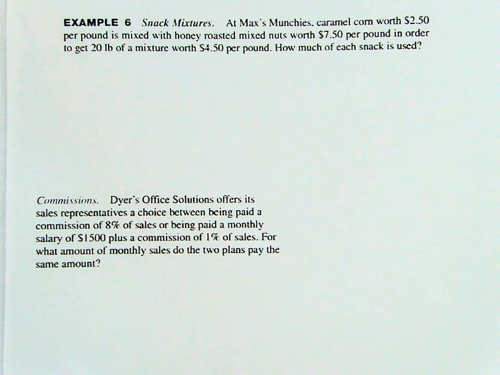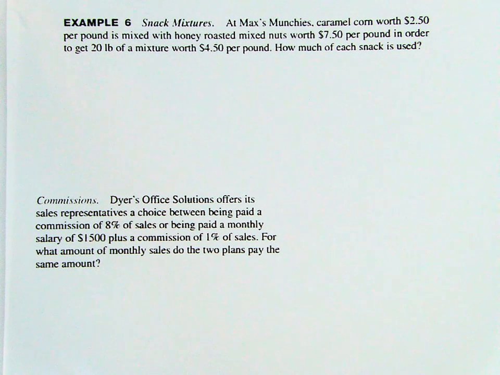For our first example, we have Max's Munchies. At Max's Munchies, caramel corn is worth $2.50 per pound and is mixed with honey roasted nuts worth $7.50 per pound in order to get 20 pounds of mixture worth $4.50 per pound. So how much is each snack, or how much of each snack is used? So we don't know how much caramel corn we're putting in or how much of the roasted nuts, but we know we're going to get 20 pounds of the mixture, and we know the price of each of these individually. Okay, lots of stuff that we know.